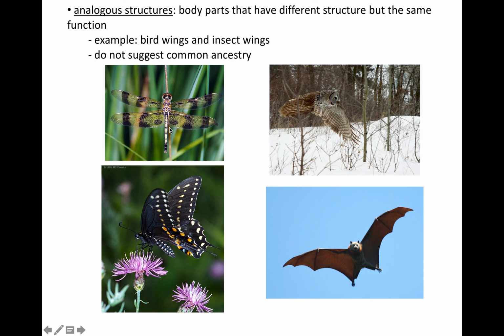So, for example, the wings of an insect compared to the wings of an owl or a bat are structurally very, very different. But they do the same thing. Just because they do the same thing does not mean they are related. So analogous structures are not evidence of evolution. They do not suggest common ancestry. Homologous structures do suggest ancestry. Analogous structures do not.